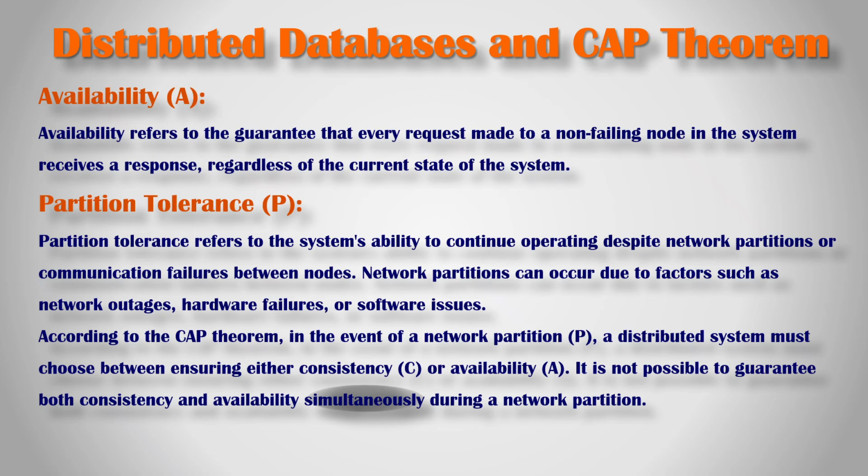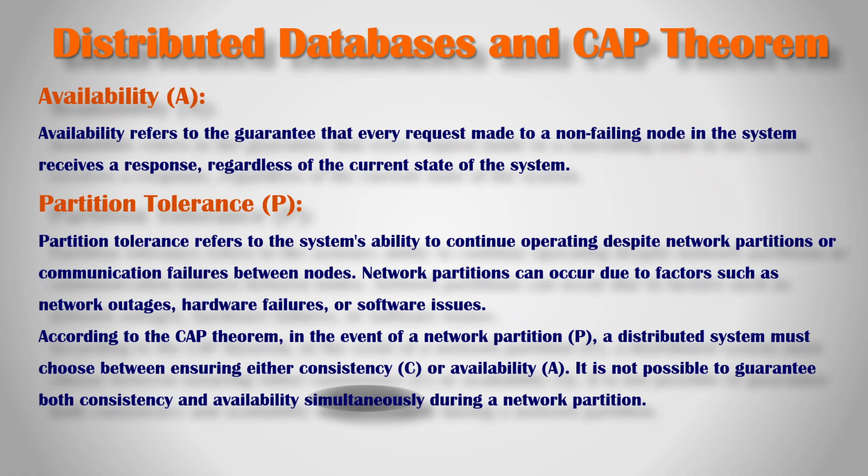Availability. Availability refers to the guarantee that every request made to a non-failing node in the system receives a response, regardless of the current state of the system. Partition tolerance. Partition tolerance refers to the system's ability to continue operating despite network partitions or communication failures between nodes. Network partitions can occur due to factors such as network outages, hardware failures, or software issues.